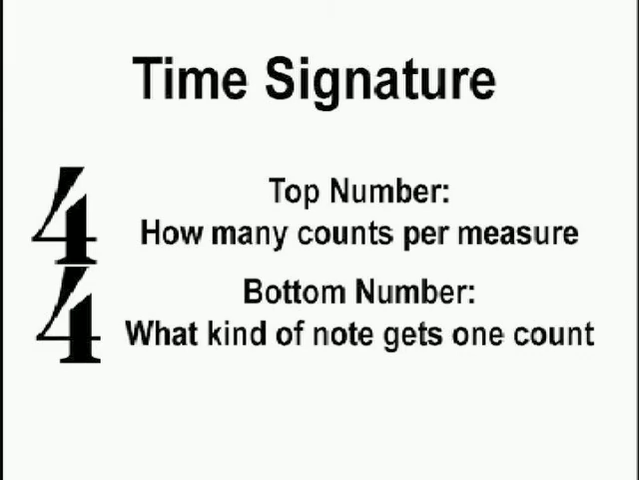The time signature is the 2 stacked numbers at the beginning of a piece of music. The top number tells us how many beats or counts per measure. By the way, a measure is a section of music on staff between the vertical lines. The bottom number tells us what kind of note receives 1 count or 1 beat.